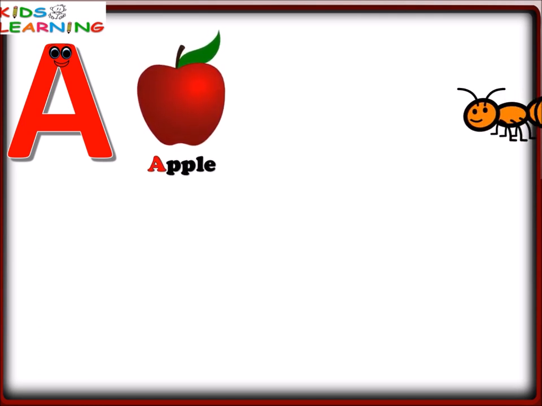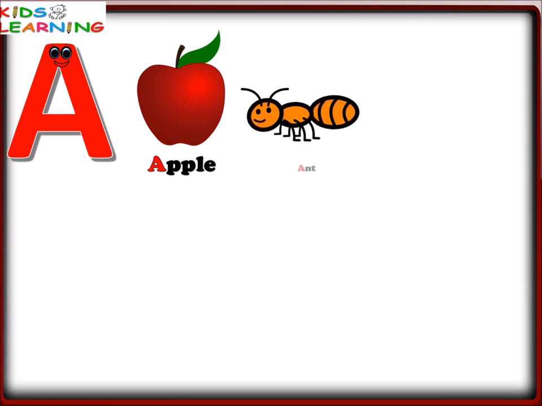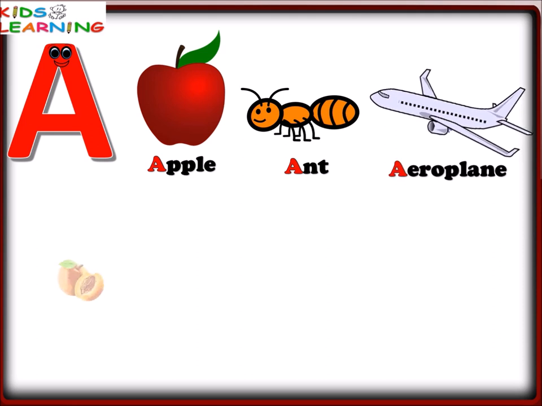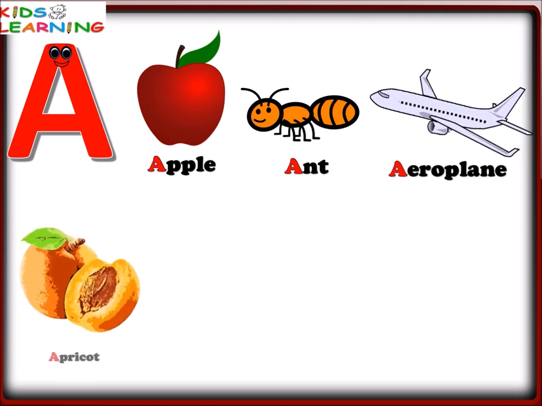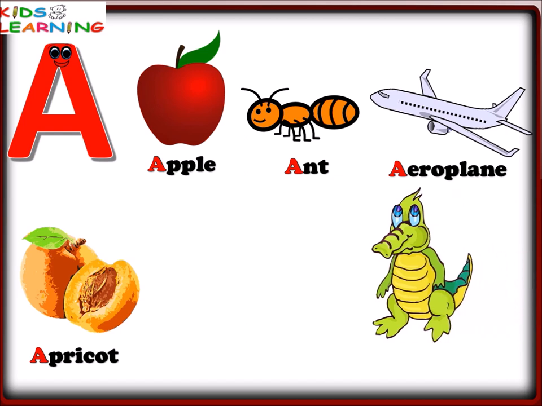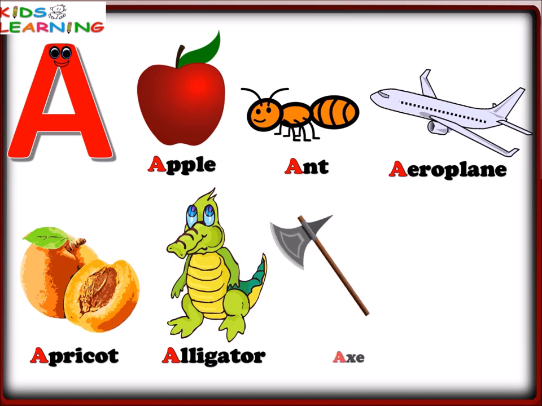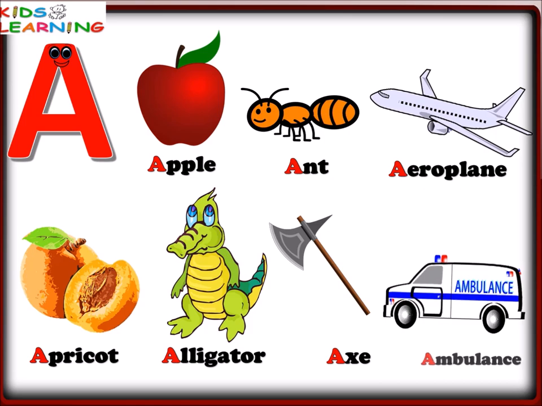A is for apple. Ant. Aeroplane. Apricot. Alligator. Axe. Ambulance.